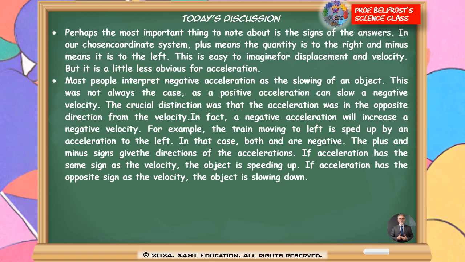For example, a train moving to the left is sped up by an acceleration to the left too, and in that case both the velocity and the acceleration are negative. So the plus and minus signs just give the direction of the acceleration. If acceleration has the same sign as the velocity, the object is speeding up, and if the acceleration has the opposite sign from the velocity, then the object is slowing down.